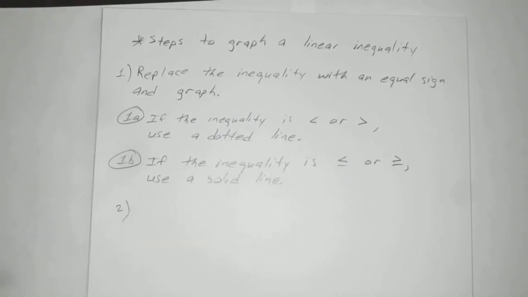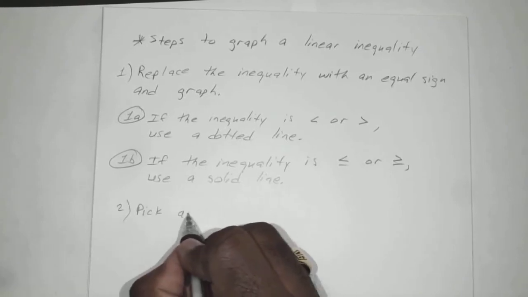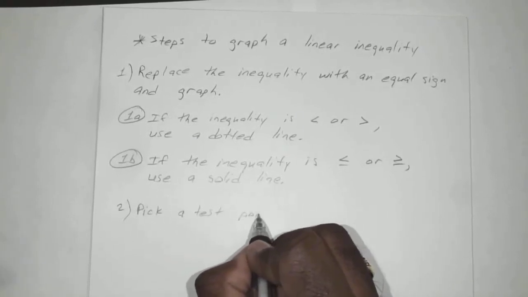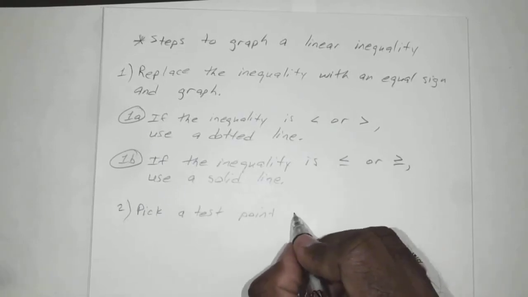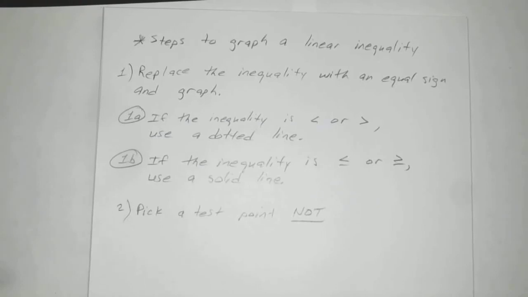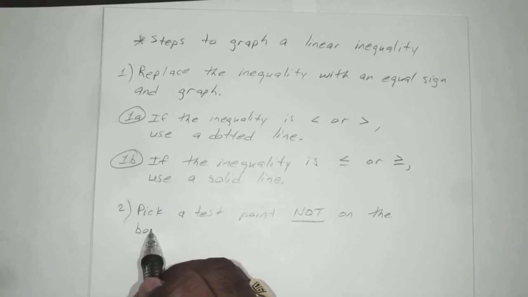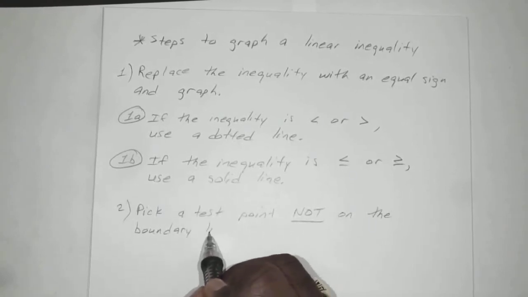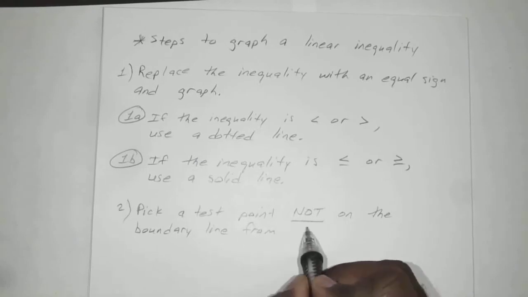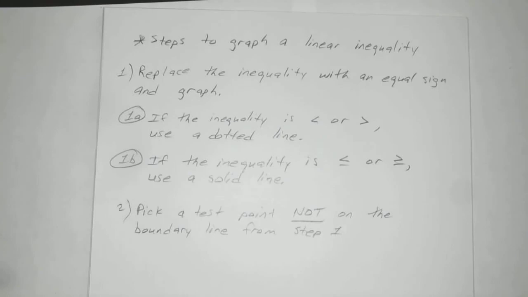Okay. Now your second step is you're going to pick a test point from either side of the line that is not on the actual boundary line itself. Step one gave you a boundary line. On the boundary line, from step one. Okay, and you're going to get that, and you're going to plug that test value into your original inequality.